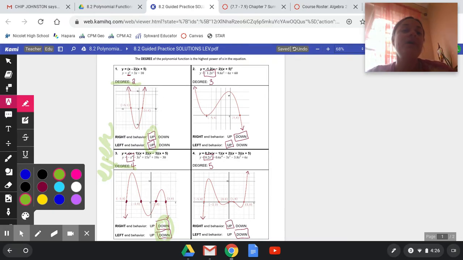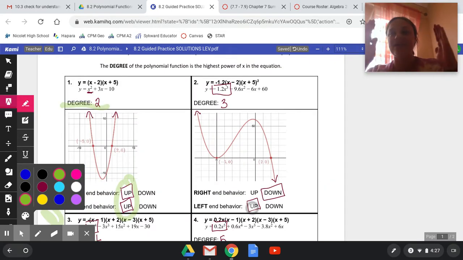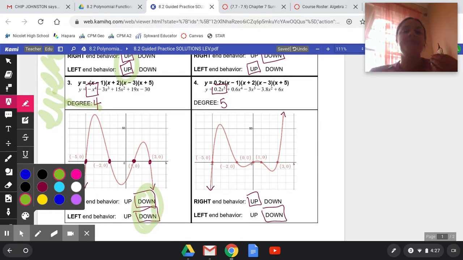Okay, now that depends on what my a value is. In this first example, my a value is positive, so both sides are going up. In problem number 3, it's an even degree, so they're both going to be ending the same way. But since my a value is negative 1, which is negative, they're both going down. Okay, so pretty simple when I'm talking about an even function.